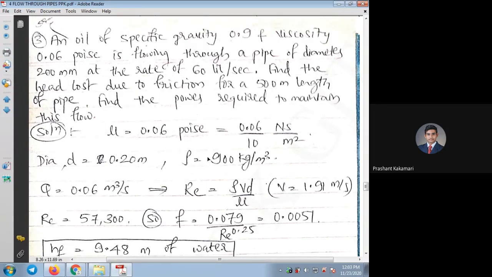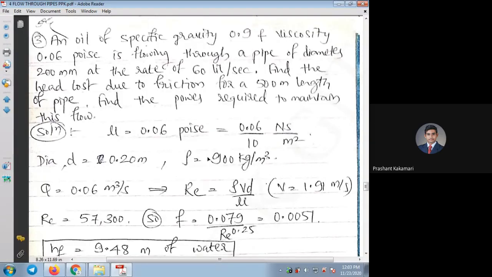Mu is 0.06 poise. Once you convert this into Newton second per meter square, we need to divide the poise value by 10. If you divide by 10, I will get the dynamic viscosity in Newton second per meter square, which is the normal unit for the viscosity of oil. Next, in the problem they have given the diameter of the pipe, 200 mm. In SI units, it is 0.2 meters.